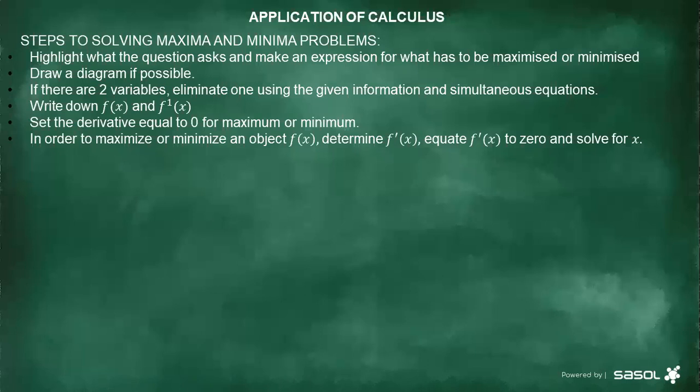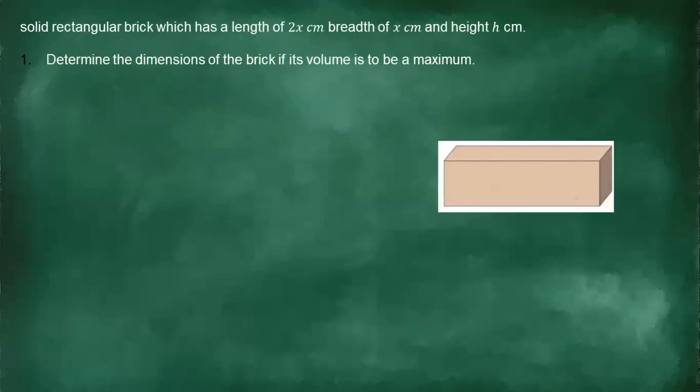Now let's see how we answer such questions. A solid rectangular brick has a length of 2x. You can see from here to there it's 2x. A breadth of x centimeters and a height of h centimeters. Determine the dimensions of the brick if its volume is to be a maximum. Now, this one, that's what we're going to be studying. Let me check first.